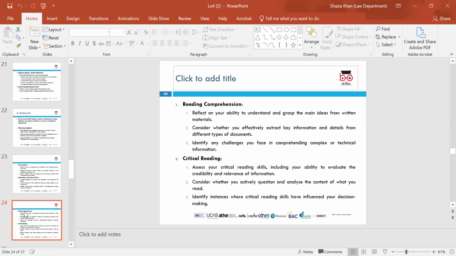Critical reading. Assess your critical reading skills, including your ability to evaluate the credibility and relevance of the information. So whether the information is needed, whether it's important, and how you need to evaluate whether the information is relevant. Consider where you actively question and analyze the content of what you read. Identify instances where critical reading skills have influenced decision-making.